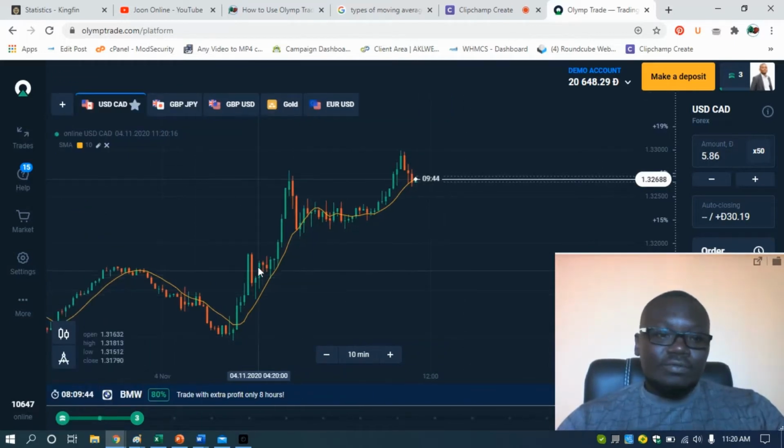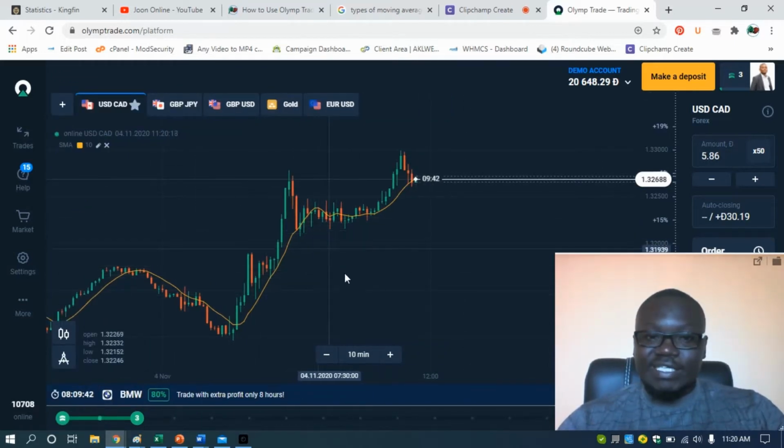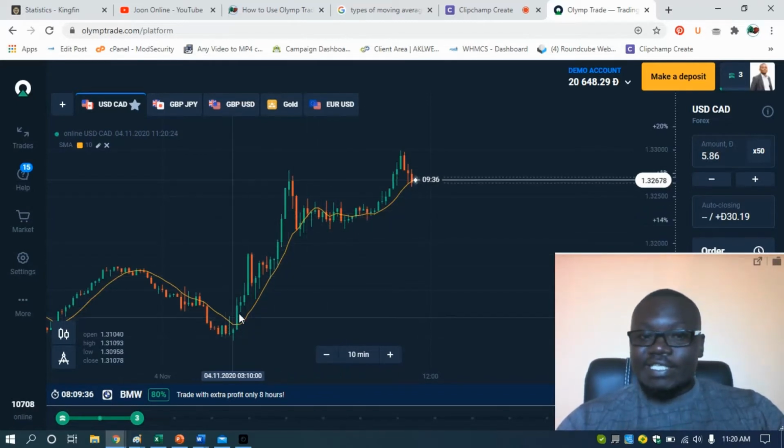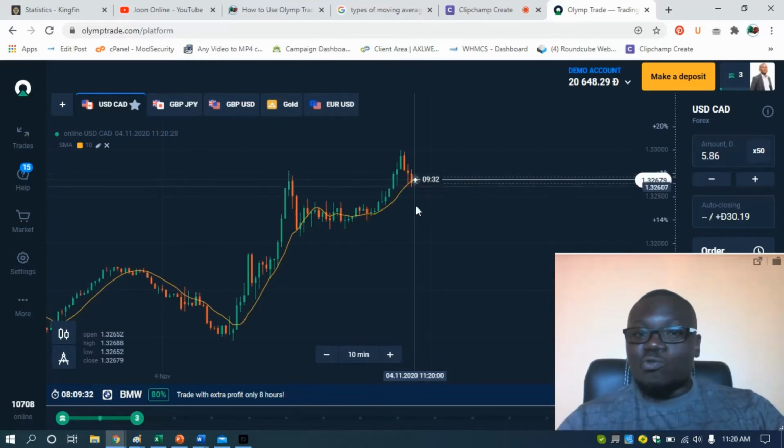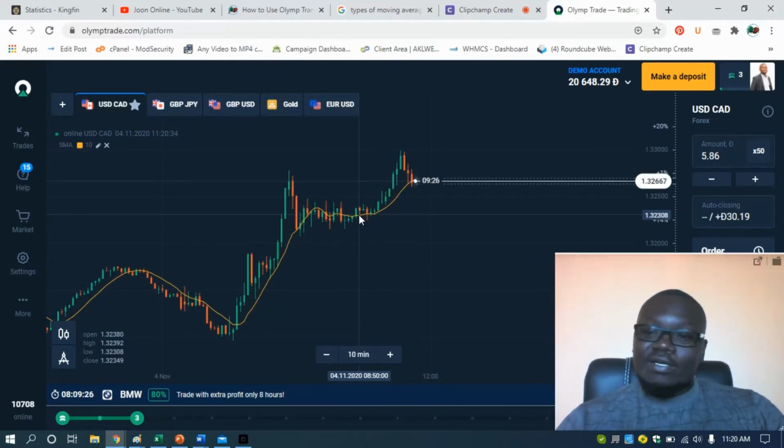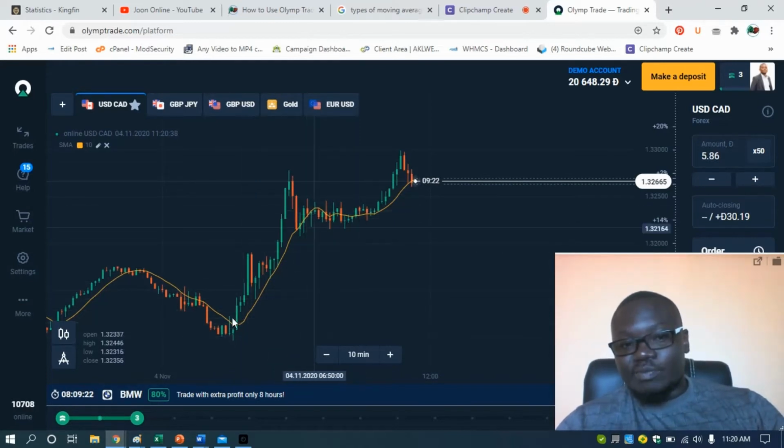Now that we already have this SMA on the chart, what does it tell us? Ideally, if you see an SMA line facing the top side, that is a signal that the market is trending upwards. So the SMA can act as a trend line, like you can see on this point here.